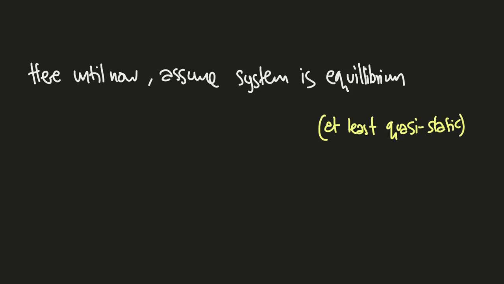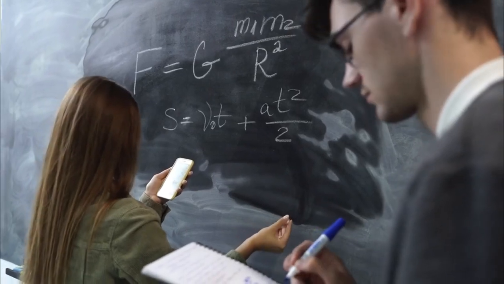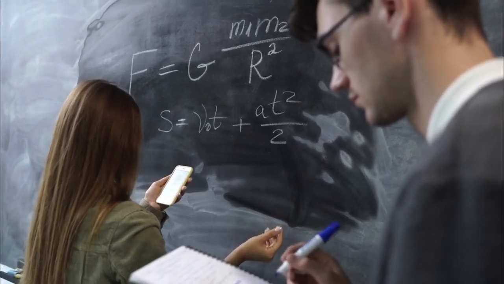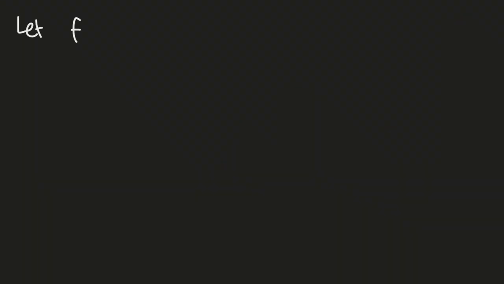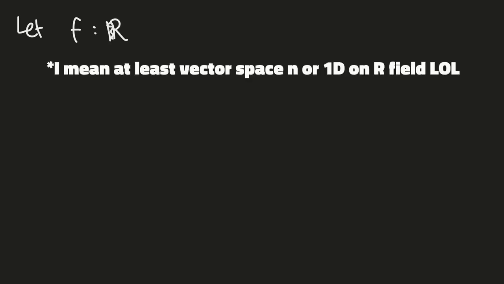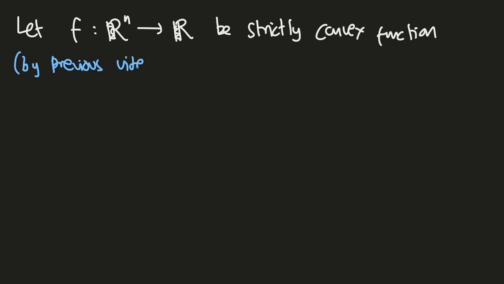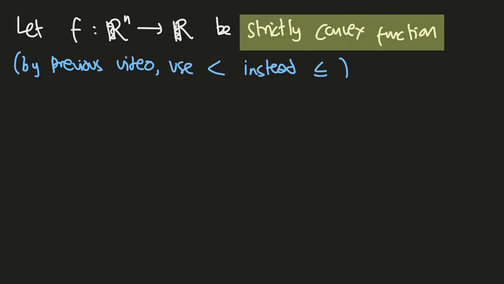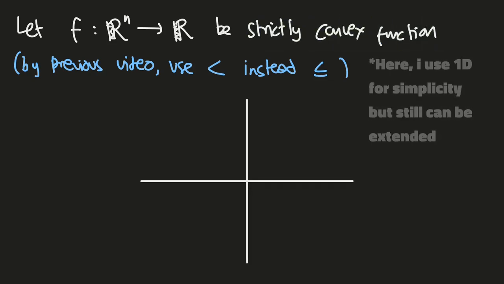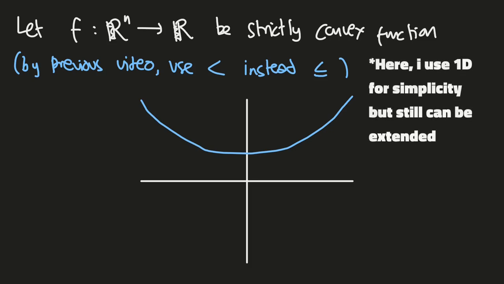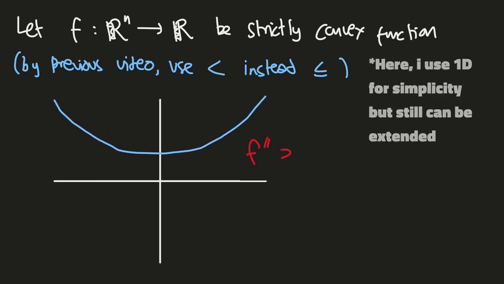But before we continue, we need to define and construct our mathematical tools to get our question answered. Here, let f be a mapping from a multidimensional real vector space to the one-dimensional real number line, or just R. f here is a strictly convex function, which, if you remember in my shorts video, means we use inequality without equal scenarios. By this property, we can make a graph of the function, let's say like this, and we know that for a strictly convex differentiable function, the second derivative is greater than 0.